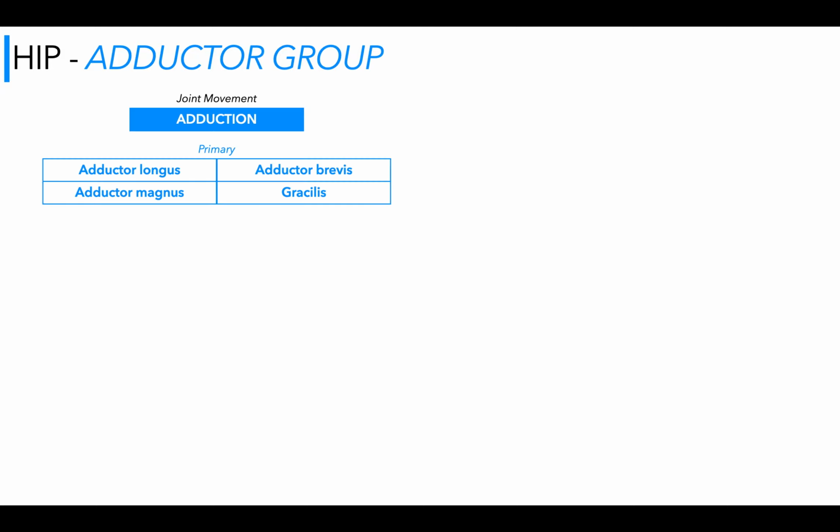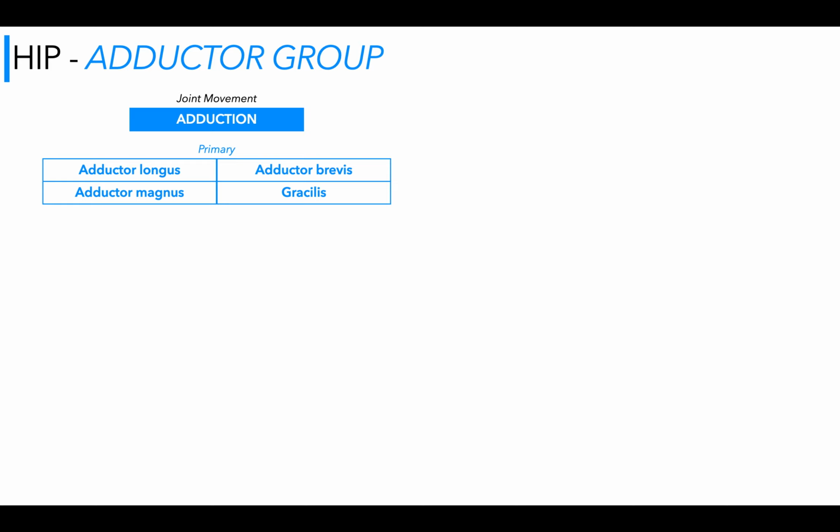Now, the hip adductor group is simple if you keep it simple. We have three adductor muscles and the gracilis, and they're all involved in hip adduction. So we have adductor longus, longus meaning long, adductor brevis, short, and adductor magnus, the biggest, largest. And then we have the gracilis, and they are our primary muscles for adduction.